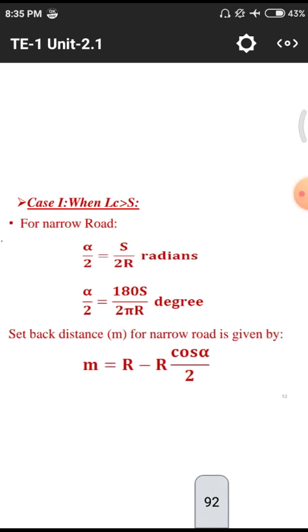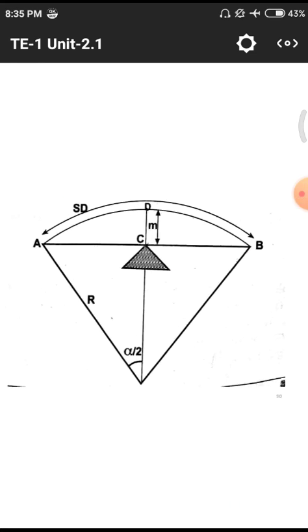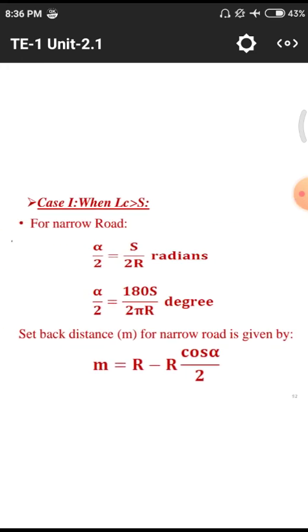First of all, in case 1, the length of the curve is greater than the side distance. Alpha is the angle, as we took previously, between those two at the middle point and end point. Alpha by 2 equals S by 2R. Simply the 2s cancel, leaving S.